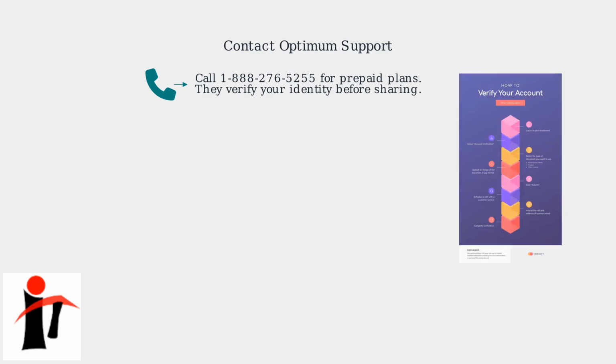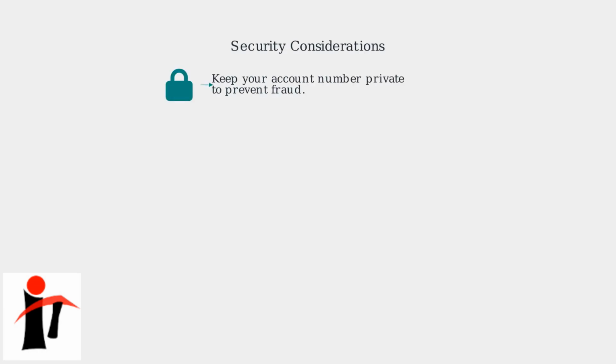If you can't access your account number through the app or website, you can contact Optimum Mobile support at 1-888-276-5255 for prepaid plans. They will verify your identity before providing the number. Remember, your account number should be kept private to prevent fraud.